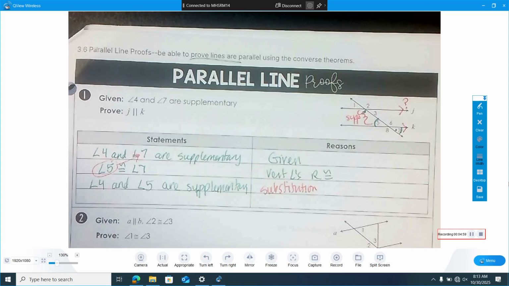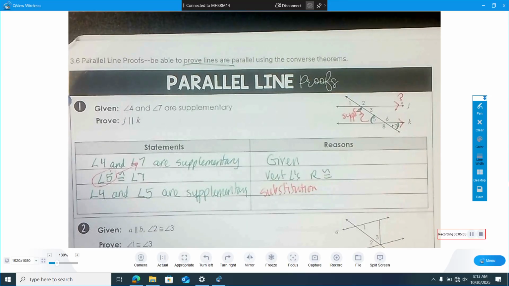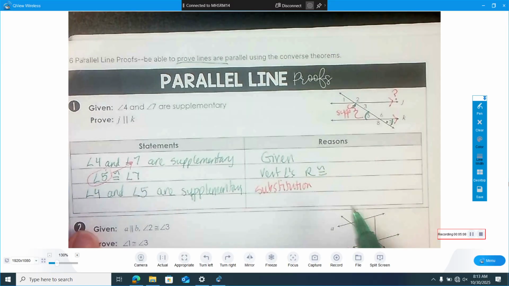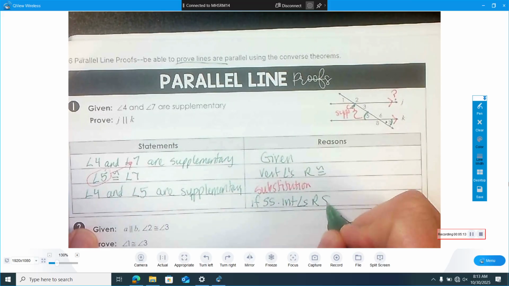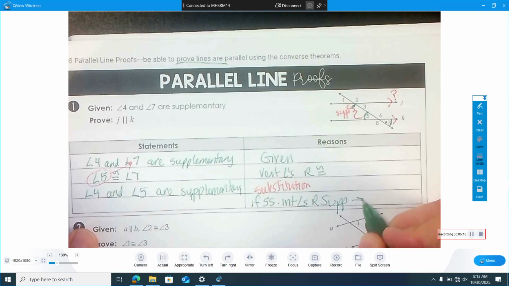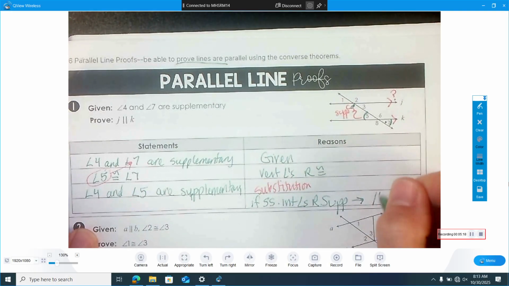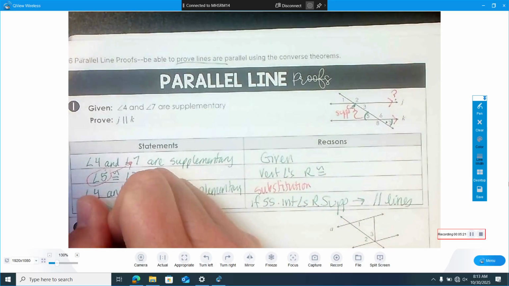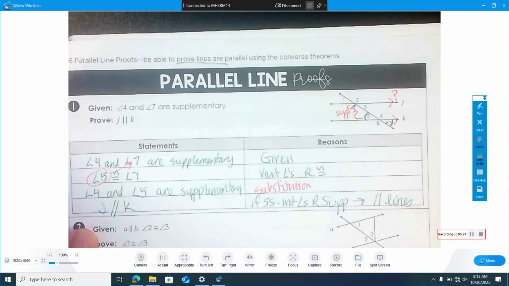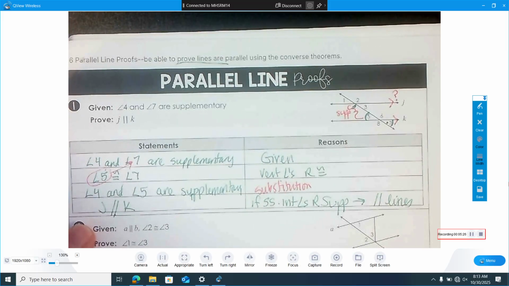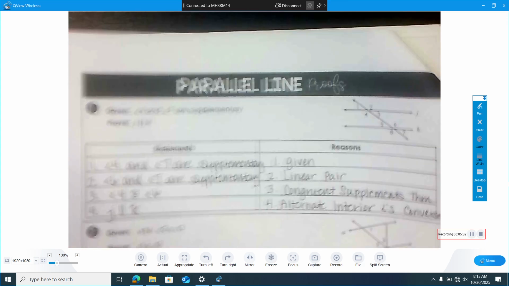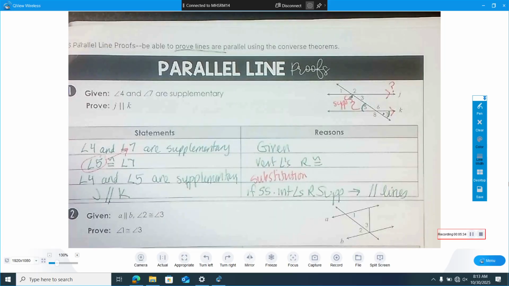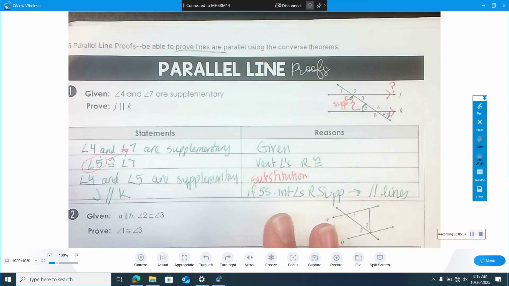All right, if 4 and 5 are supplementary, what kinds of angles are those? Same side interior. Okay. So if same side interior angles are supplementary, what do we know? Yeah, then we have parallel lines. That's exactly right. So J must be parallel to K. All right. So that is not how this lady did her proof.